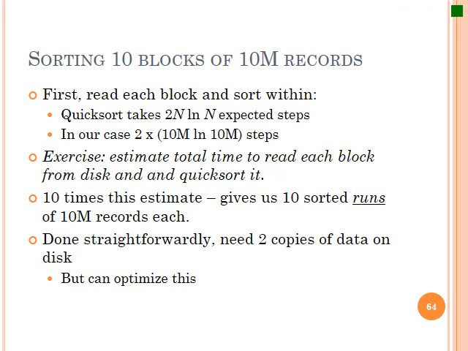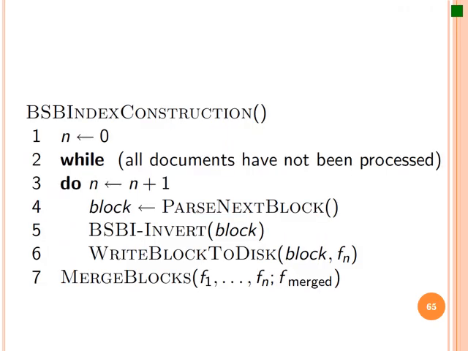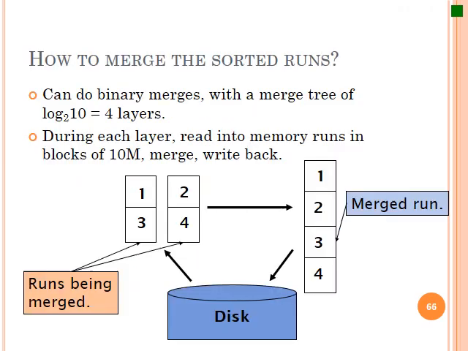But generally speaking, you need 2 copies of data on disk, but you can optimize this. So this is the algorithm pseudocode for doing BSBI.